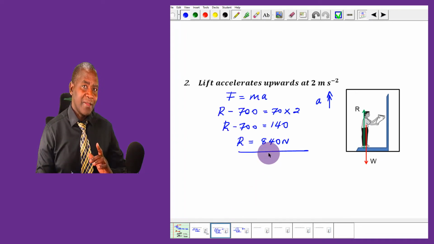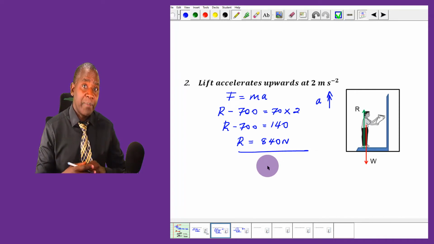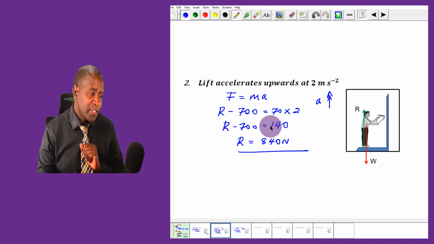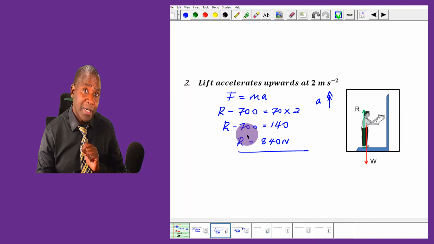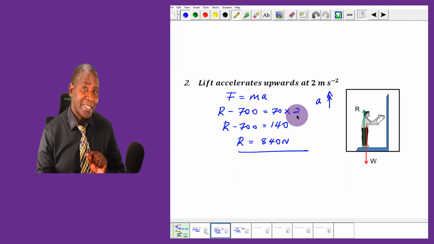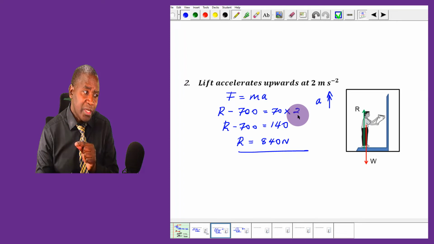Before I go to that, I'd like to go to the previous slide, where we saw that the balance gives us a weight greater than the weight of the person. Let's see what factors determine the magnitude of R. It is a. If I make a bigger, for example 3, which means the lift is going to accelerate upwards with a higher magnitude of acceleration, then it will make this one 210.